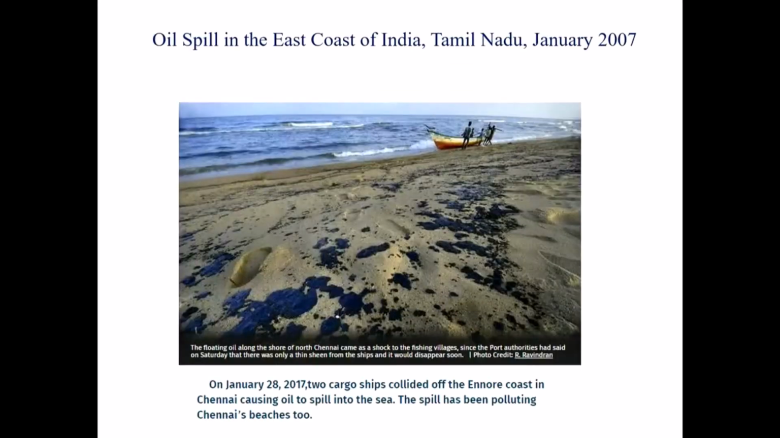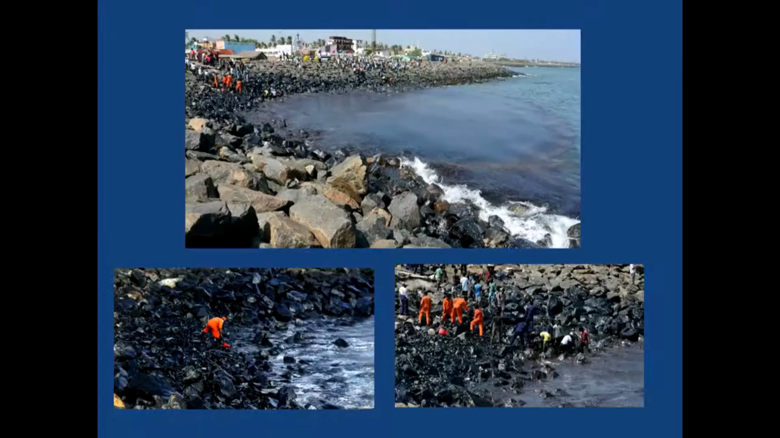And here this is the oil spill on the east coast of India, Tamil Nadu, during January 2010, and you can see how oil has destroyed the beaches around. On January 25th, two cargo ships collided off the Ennore coast in Chennai, causing oil to spill into the sea, and the spill has been polluting Chennai beaches.